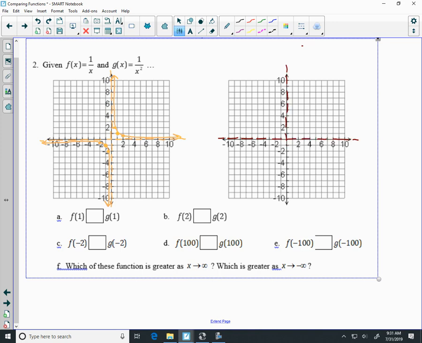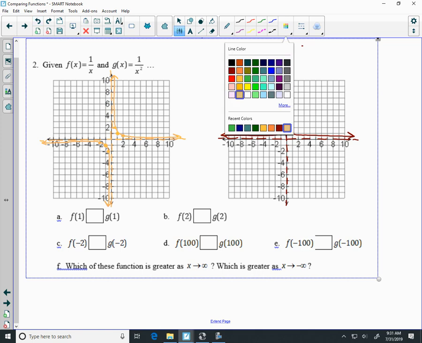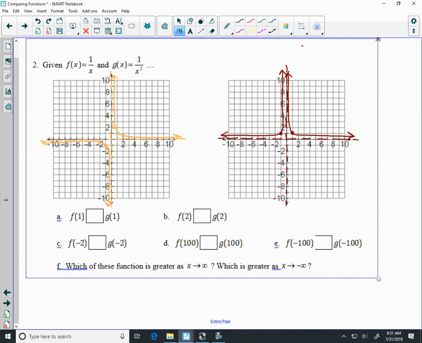same asymptotes. But remember, when we square x, our outputs are going to be positive. The other thing that happens with 1 over x squared is that it goes to 0 faster than 1 over x, because that number in your denominator is going to be squared. It's a bigger number in your denominator, which means it's going to go to 0 faster. Okay, so at 1, that's the first place we're looking at. F of 1 is 1. G of 1 is 1.